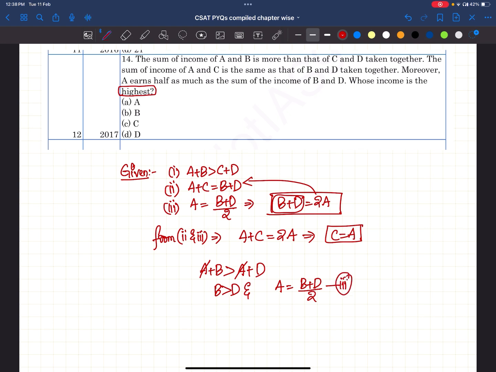Now, if we see here, already B is greater than D. Greater than D, but less than B. Right? And A is equal to C. So the highest value among all this is the value of B. This is the answer. Okay, friends.